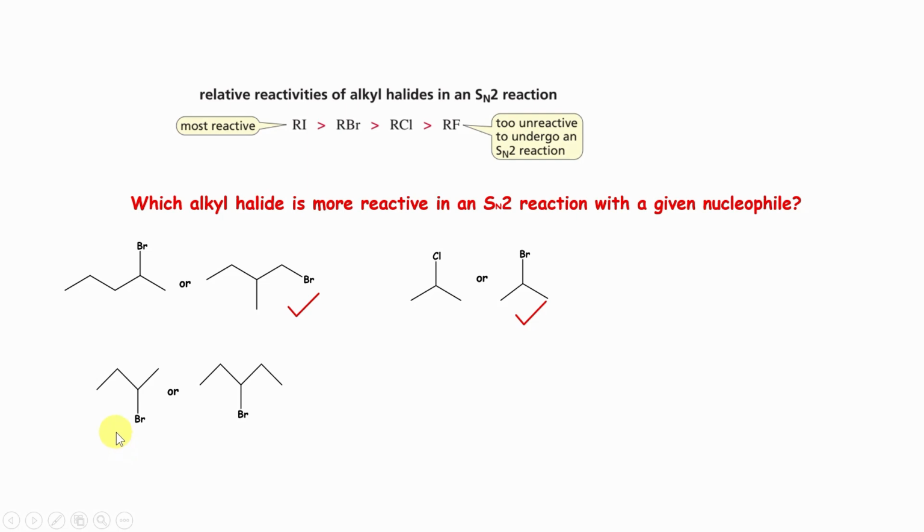as the size of the alkyl group or the substrate molecule increases, the reactivity decreases. So the first molecule will be more reactive in an SN2 reaction. And in the last example, see these two examples. The first example is a primary alkyl halide, and the second is a secondary alkyl halide. Primary is more reactive than secondary alkyl halide in an SN2 reaction. So the first molecule is more reactive than the second molecule.